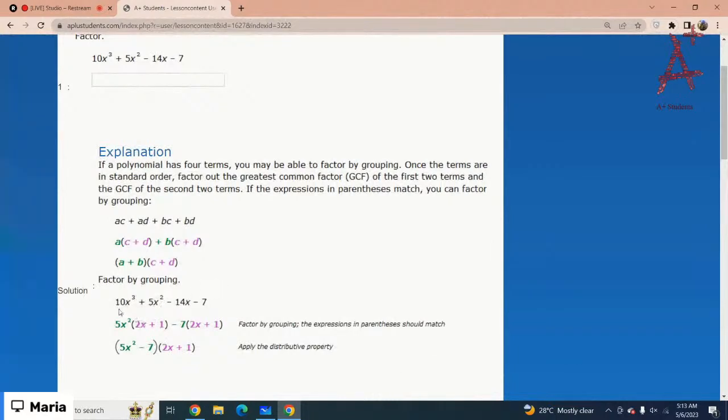So here you have 10x cubed and 5x squared. You can take common 5x squared from here. You are left with then 2x plus 1. Then you take common negative 7 and you are left with 2x plus 1. So the factors are 5x squared minus 7 times 2x plus 1.